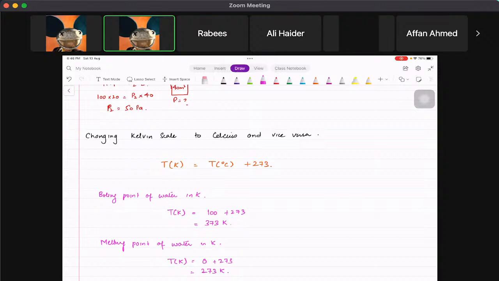You can also change kelvins into degrees Celsius. That's the same way you can do. Let's suppose they say, okay, change 20 kelvin into degrees Celsius. So what you're going to do, write 20 equals to temperature in degrees Celsius plus 273. When you take it there, it will be 20 minus 273. So the temperature in degrees Celsius would be 20 minus 273, which is minus 253 degrees Celsius. Is it clear?